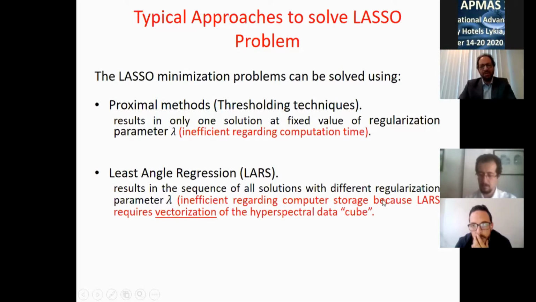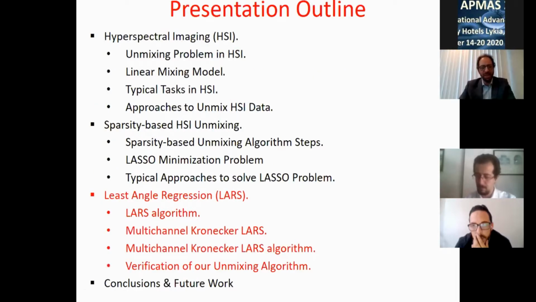However, there's a bit of a problem here. If we want to do that, this is very inefficient because this LARS has, until our work years ago, only been used for a vector least squares problem. It is not suitable for this matrix least squares problem that we talked about, which is naturally arising from the cube of hyperspectral imaging data. So now I'm going to talk about our work in this.